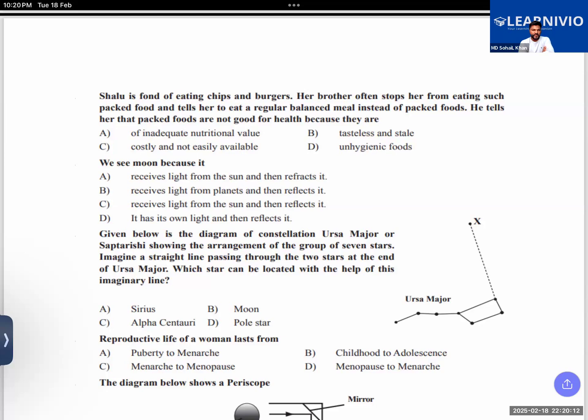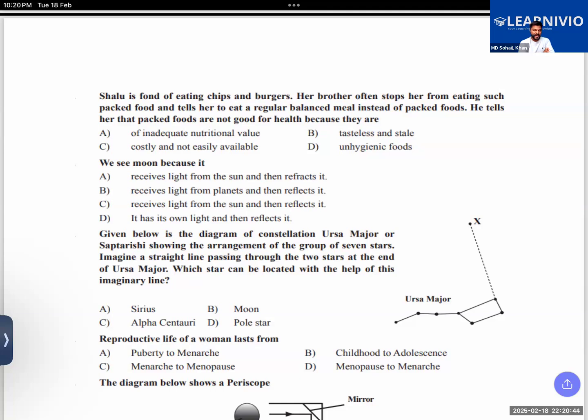Shalu is fond of eating chips and burgers. Her brother often stops her from eating such packed food and tells her to eat a regular balanced meal instead of packed foods. He tells her that packed foods are not good for health because they are unhygienic or have inadequate natural nutrition. A1 is more appropriate. Okay.